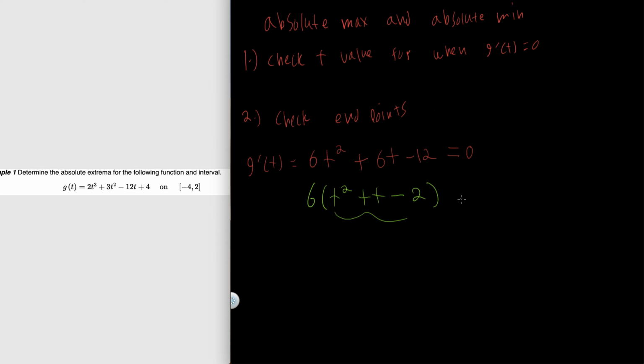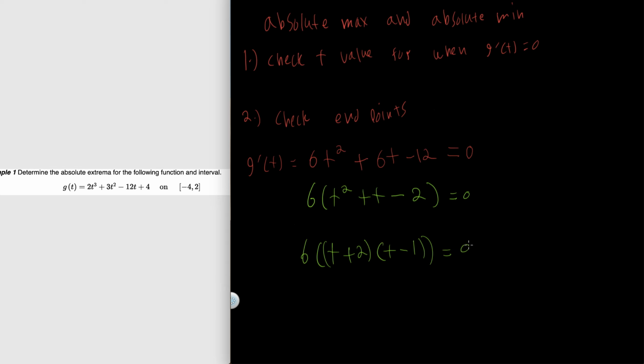And now if this is equal to 0, then the inside can be 0, and the whole thing will be 0, right? So let's just work with the inside. Well, if we factor the inside, we're looking for two numbers that multiply to negative 2 and add up to 1. So in this case, 2 times negative 1 is negative 2, and then 2 minus 1 is 1. So that works, right? So our factors will be t plus 2 and t minus 1. Again, we can multiply this out to make sure it works, but in this case it does.